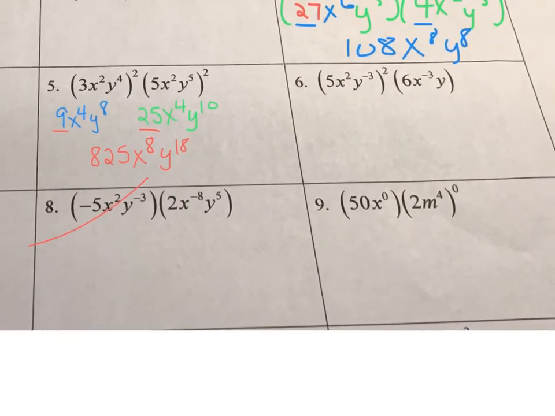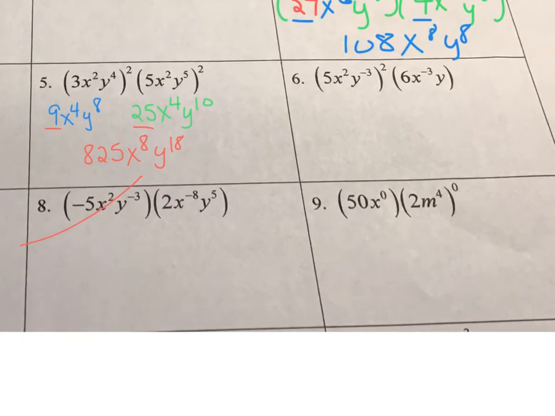All right, number 9. First thing I notice is I have an x to the 0. Well, x to the 0, anything to the 0 is just 1. So technically this first parentheses is just 50 times 1. Now look at the second parentheses. It's 2m to the 4th, all to the 0.